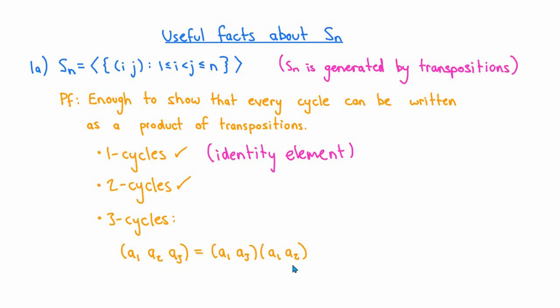Well, the rightmost transposition fixes A3 and passes it directly to the leftmost transposition, which then maps it to A1. So the net effect is that A3 gets mapped to A1, which is again what we wanted. That means that the three cycle (A1 A2 A3) is the product of the transpositions (A1 A3) followed by (A1 A2). And that shows that every three cycle can be written as a product of transpositions.